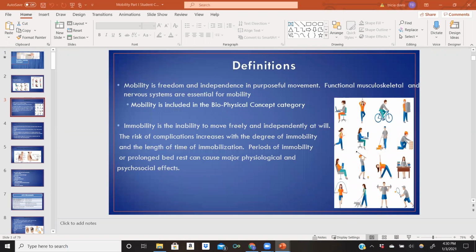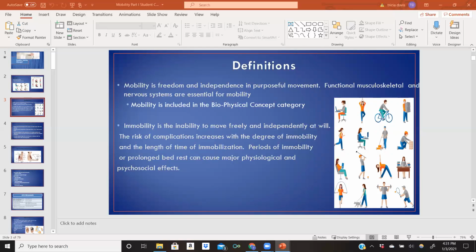So just a few definitions. Mobility is the freedom and independence in all purposeful movement. Functional musculoskeletal and nervous systems are essential for mobility to happen. Mobility is included in the biophysical concept category. Immobility is the inability to move freely and independently at will.